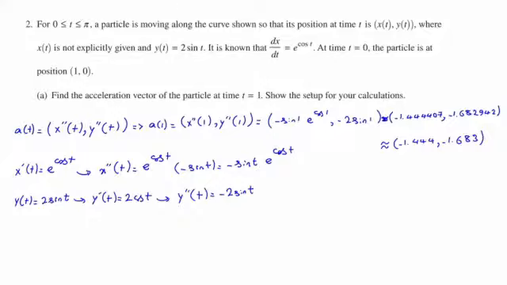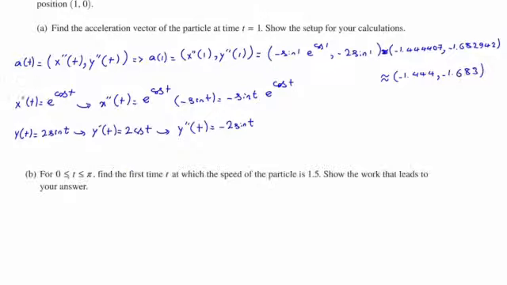Now let's solve part B. For part B, it says for t from 0 to pi, find the first time t at which the speed of the particle is 1.5. Show the work that leads to your answer. So speed is what? When we want to find that speed is 1.5, we know that in terms of x and y, it will be the square root of x prime of t squared plus y prime of t squared, equal to 1.5.